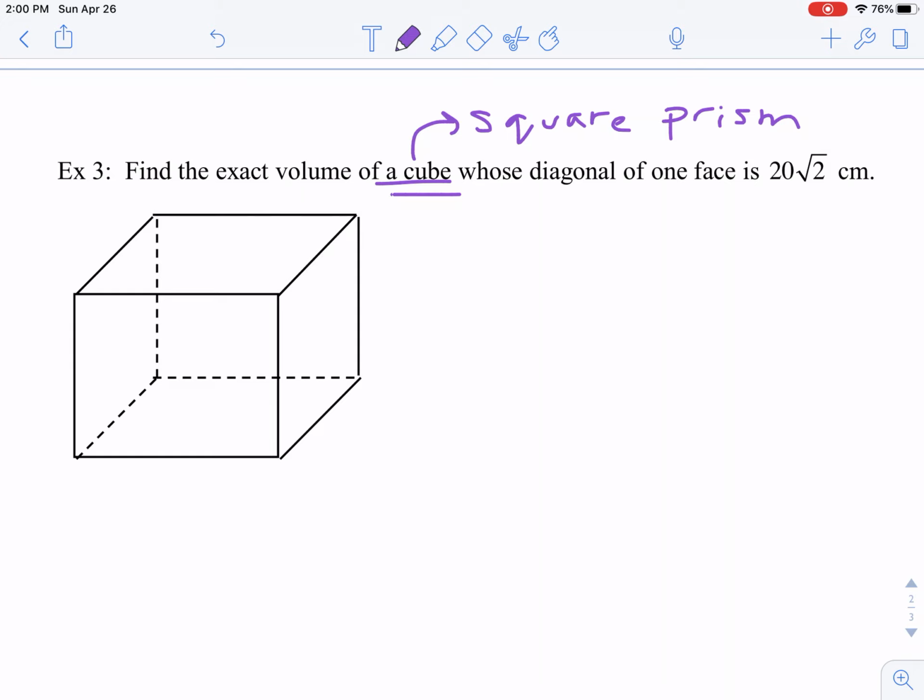What that means is when you're trying to decide which two sides are bases, it doesn't really matter, as long as you choose two sides that are parallel to each other. So I could choose this side as a base and this side as a base because they're parallel to each other. Because all the sides are the same square, it doesn't really matter which set I choose, but I'm going to visualize those two. Okay, and it also says the diagonal of one face is 20 root 2.